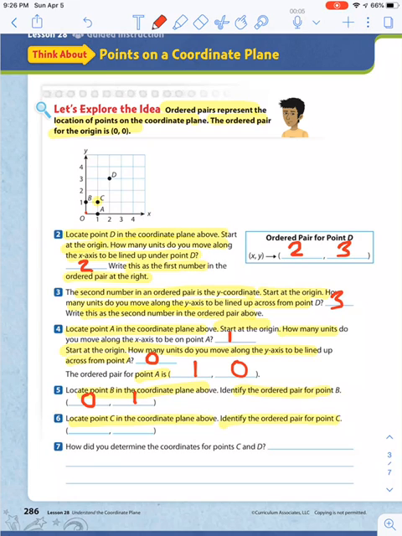Point C, we're going to start at the OG. I'm like rapping over here. We're going to crawl 1. We're going to stand 1, and that makes our ordered pair 1, 1. Ooh, I like that one. All right, last one on this page.